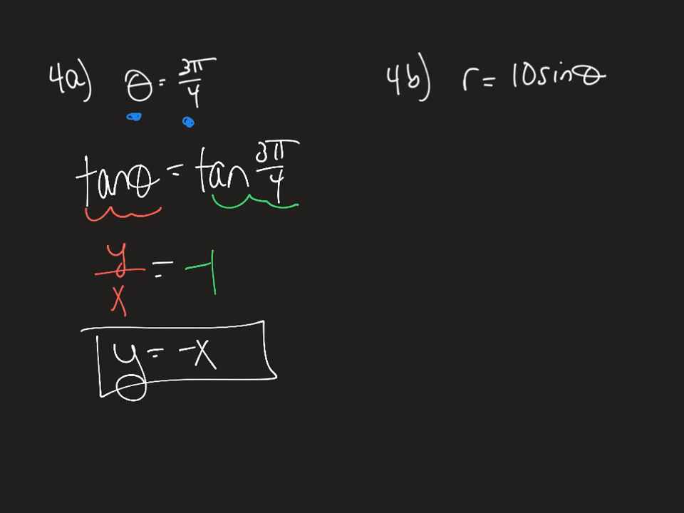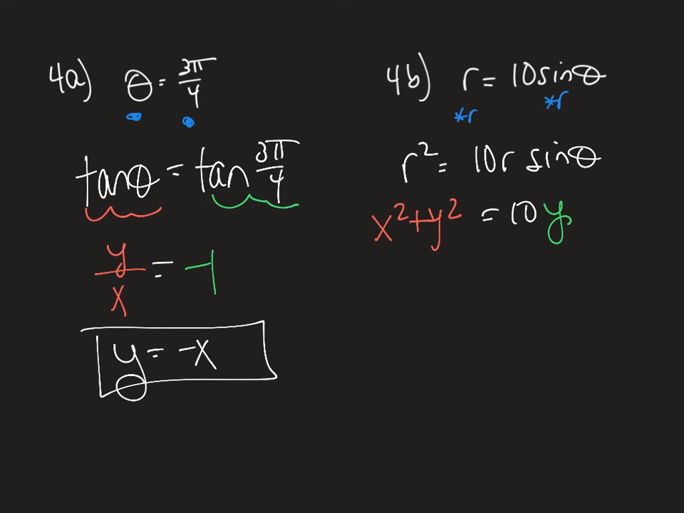Okay, we've got r equals 10 sine theta, so I have to multiply both sides by r. I cannot square both sides. So I get r squared equals 10r sine theta. And so, of course, r squared is x squared plus y squared, equals 10 times r sine theta, which is y. So I've got x squared plus y squared minus 10y equals 0. Obviously, I'm going to complete the square right there.